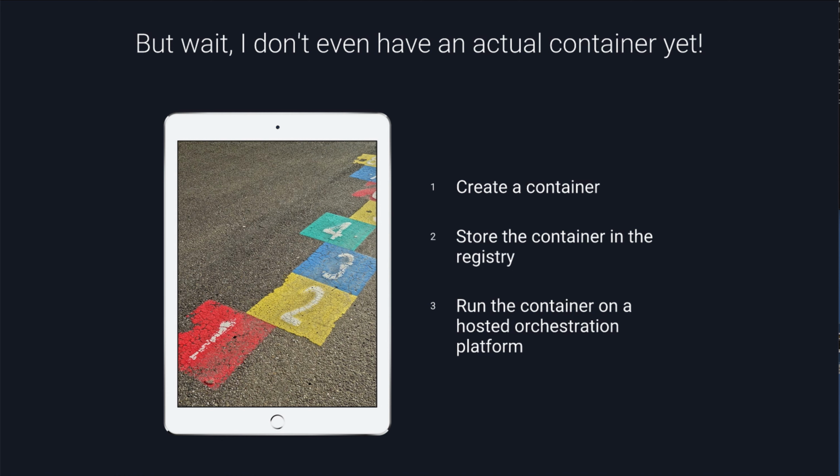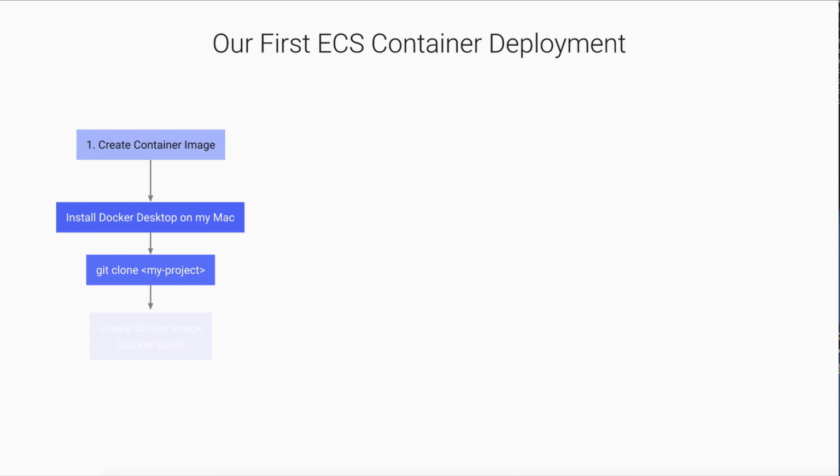So let's look at the high-level plan. We're going to first create a container image from our application. We're going to store that in the registry, ECR in this case, and then we're going to run it on the hosted application or orchestration platform, ECS. So that's the high-level plan. However, there's a little more to it than that. And you can see these simple steps.